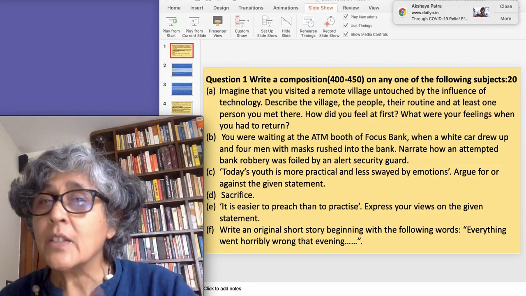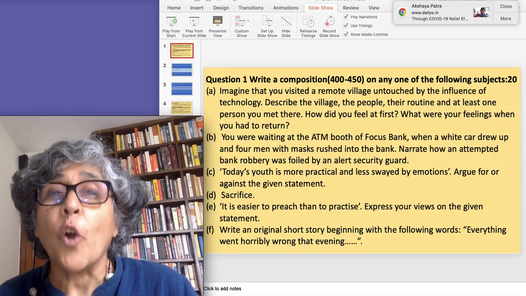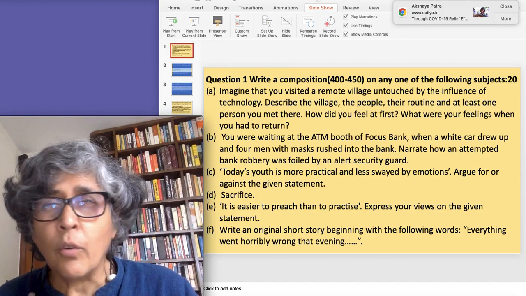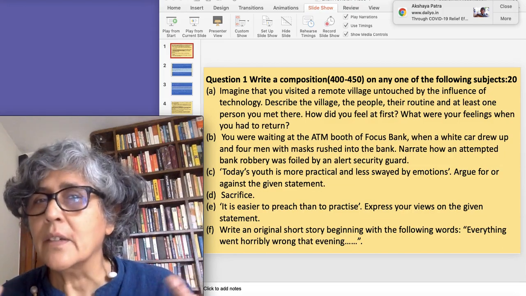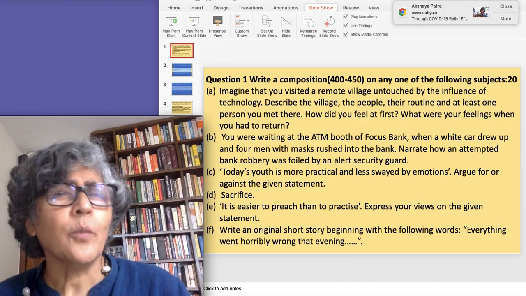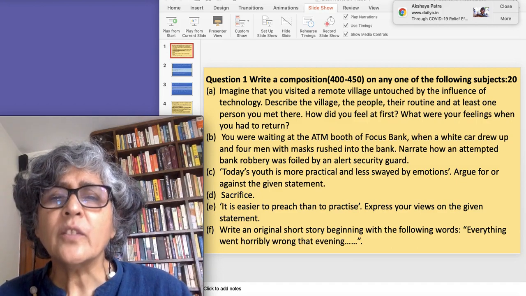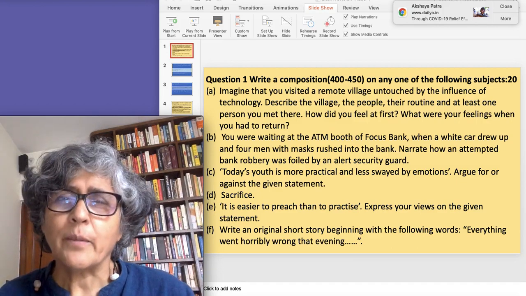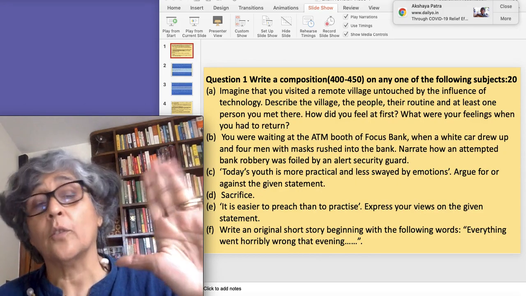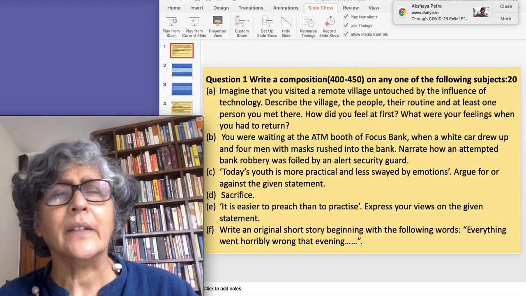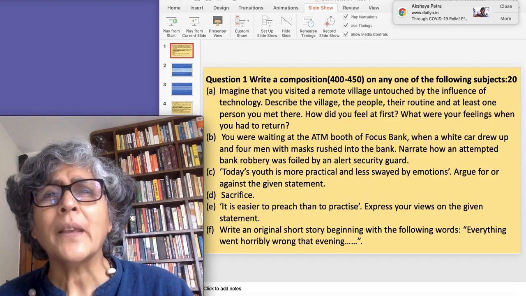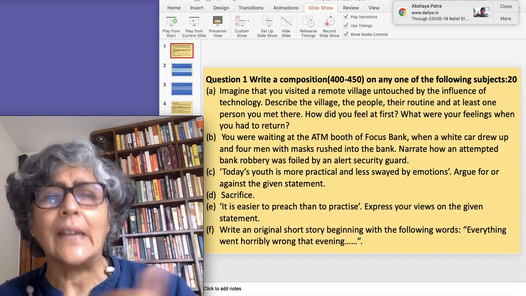And if by any chance you don't know the meaning of foiled, don't attempt the essay because your whole content will get disrupted. Okay, look at the third, which will be quite different from what you have done in the past. Today's youth is more practical and less swayed by emotions. So argue for or against. Of course, you've done an argumentative topic earlier in ICSE. So this is an argumentative topic. I'll be discussing this in detail later on.